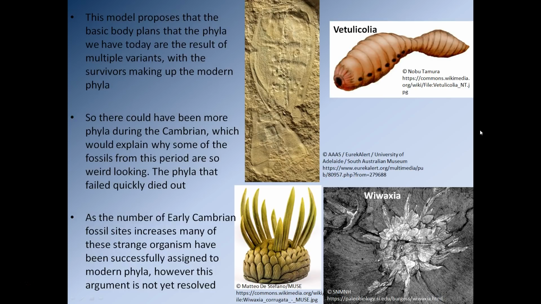So as the number of early Cambrian fossil sites increases, many of these strange organisms have been successfully assigned to modern phyla. However, this argument is not yet resolved. There are some geologists that say, no, clearly all the modern phyla were established in the Cambrian, and that's it. There were no extra phyla present. And there are some geologists that say, yes, the modern phyla were established in the Cambrian, but there were also some other phyla that didn't make it through to the present day.